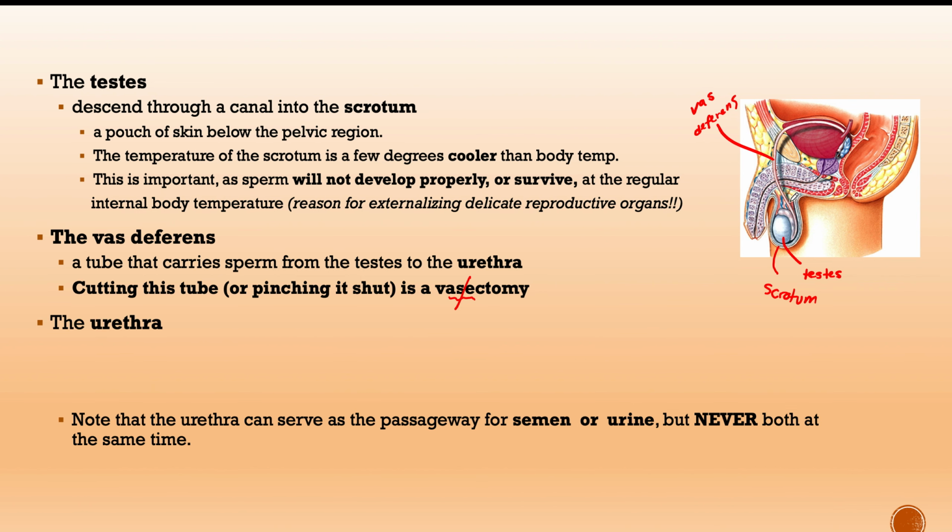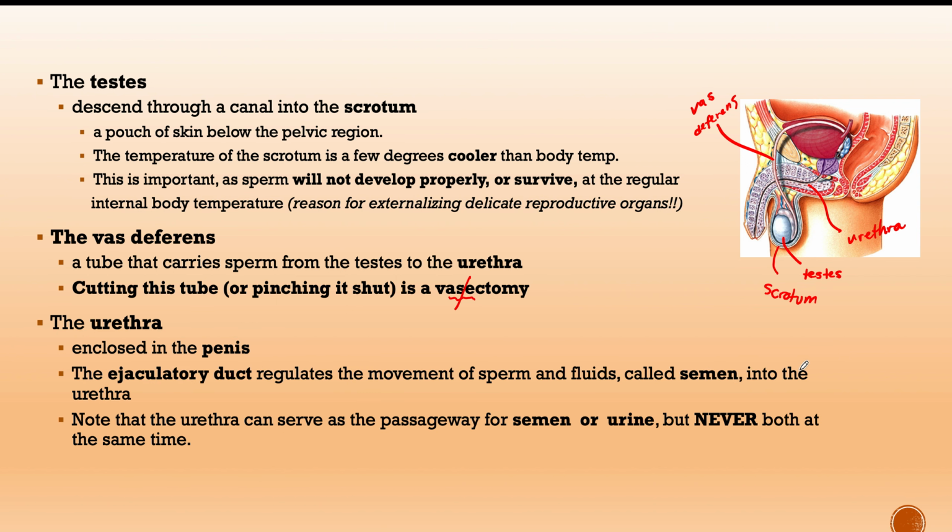The last one there is the urethra, the tube inside the penis. The urethra, as it says, enclosed in the penis, at the back of it has what's called an ejaculatory duct, and the ejaculatory duct regulates the movement of sperm and associated fluids. So these together are collectively called the semen. So during an ejaculation event, the semen is given priority access to the urethra, as opposed to the urine.